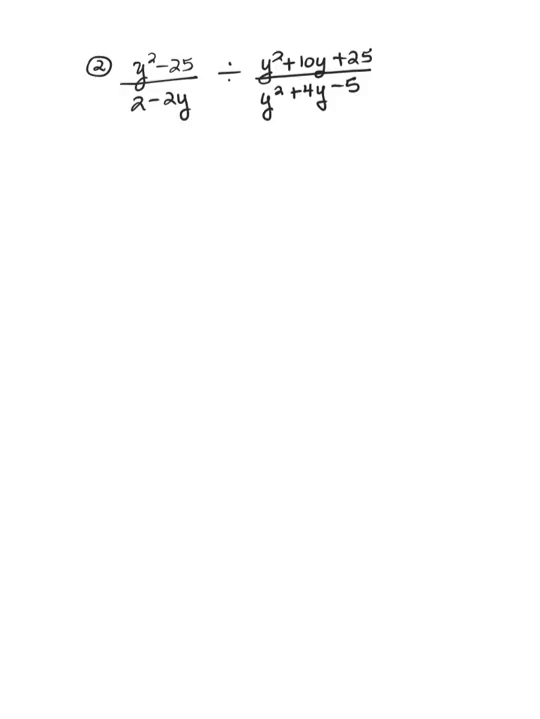All right, let's consider this next problem. y squared minus 25 over 2 minus 2y divided by y squared plus 10y plus 25 over y squared plus 4y minus 5. All right. So, I find my students like to factor and flip the divisor at the same time. I'll leave that totally up to you. So we could start factoring here. We could factor the y squared minus 25 into y plus 5 times y minus 5. We could factor out a 2 in the denominator here, and we get 2 times 1 minus y.